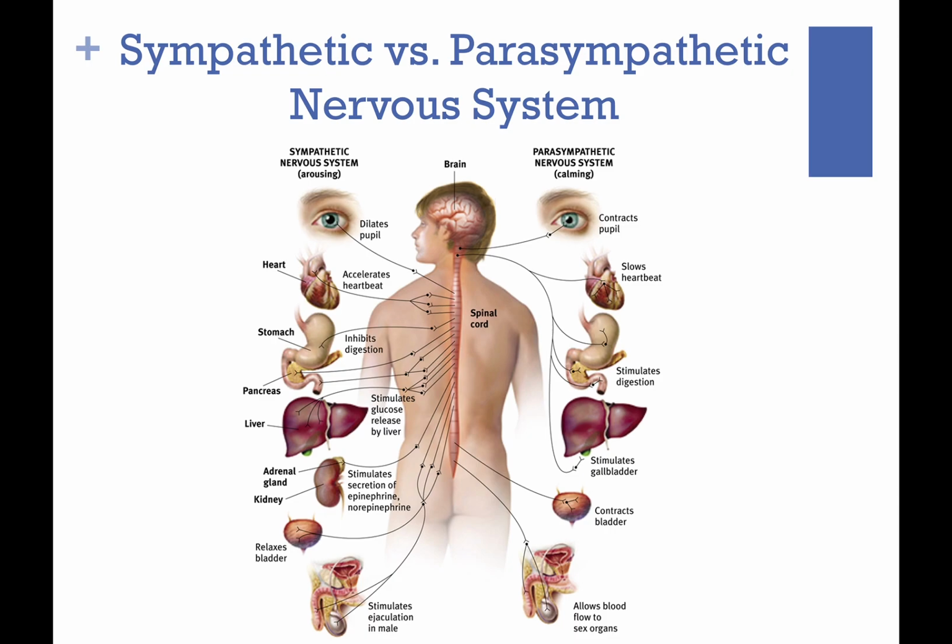Here's a closer look at the different glands and organs in the endocrine system. These are going to be parts of your peripheral nervous system that either ramp your system back up or calm your system down. So examples of sympathetic nervous arousal would be dilating of the pupils, an increase in the heartbeat. Digestion is inhibited in the stomach. Basically what happens is glucose is released by the liver, and your body is preparing to deal with a potential threat.